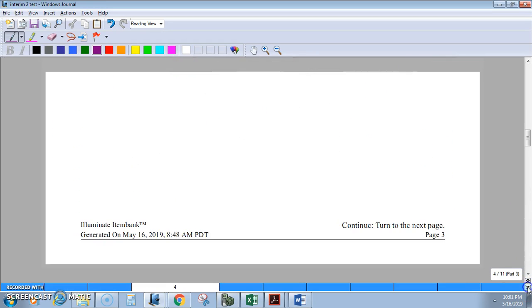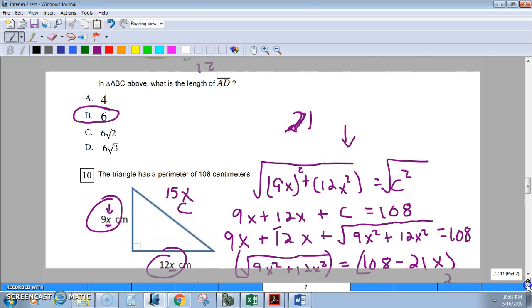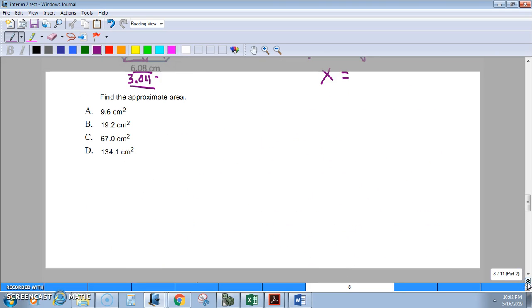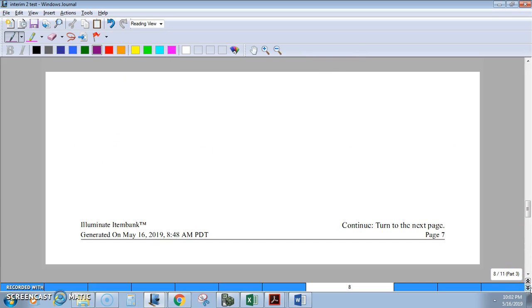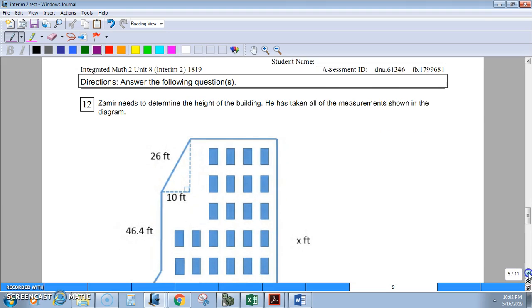Let's see, where did our work go? Sorry, guys. Approximately 134. Look, there it is. Yay! What was out there? Oh, what was outside? Okay. Oh, this was a fun one.